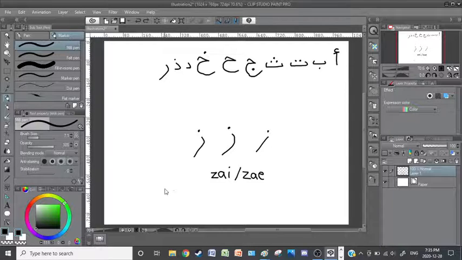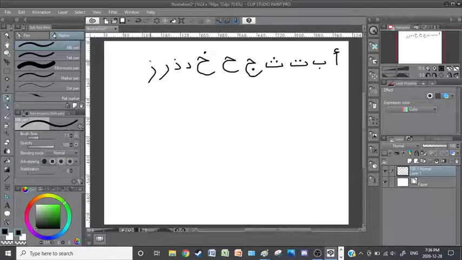Undo, undo, undo. Move the dots, remove the letter, then write it here with the dot.